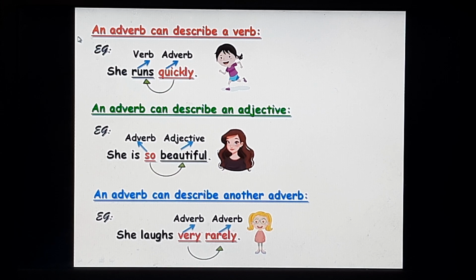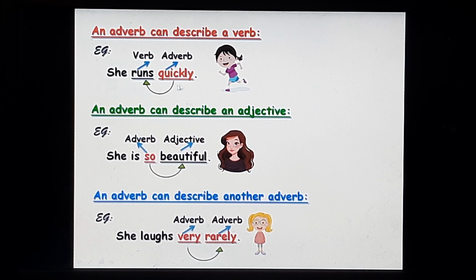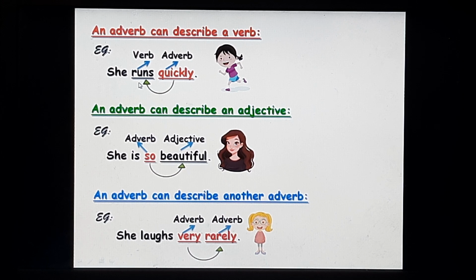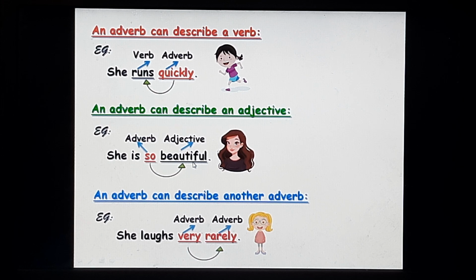Now, let's see these examples. An adverb can describe a verb. Example, she runs quickly. Runs is your verb. Runs how? Quickly. So that becomes your adverb. It says something more about the verb runs. An adverb can describe an adjective. Example, she is so beautiful. Beautiful is the adjective. How beautiful? So beautiful. So is the adverb which says something more about the adjective beautiful.